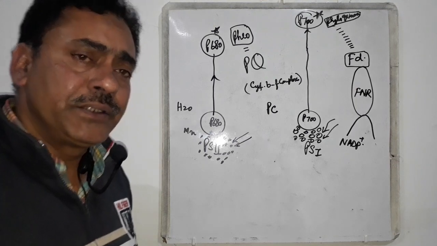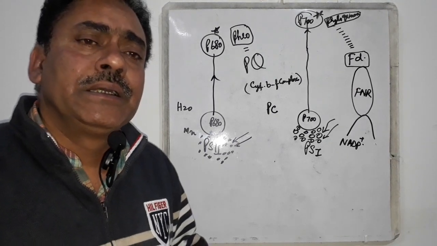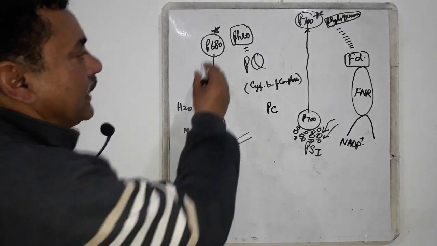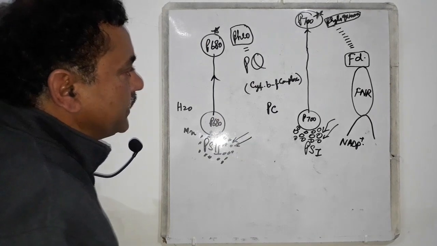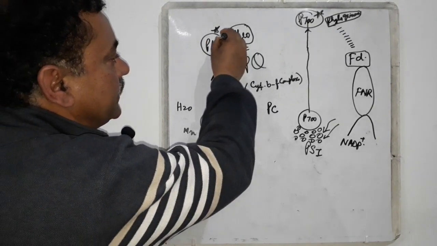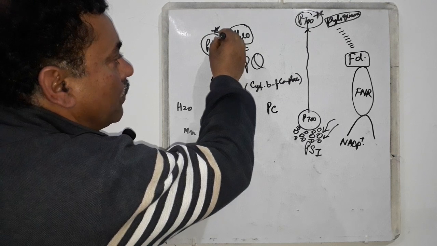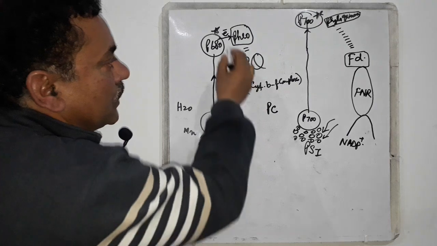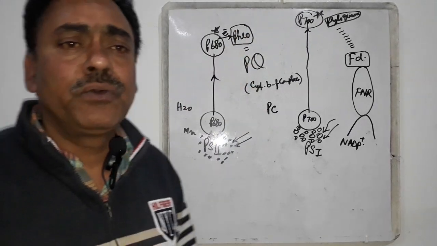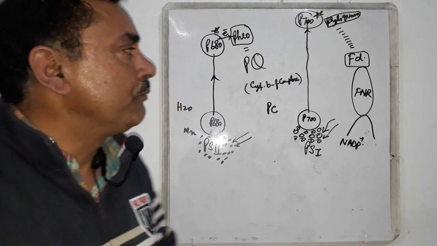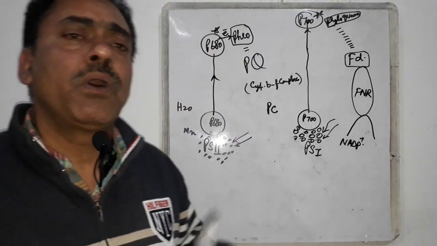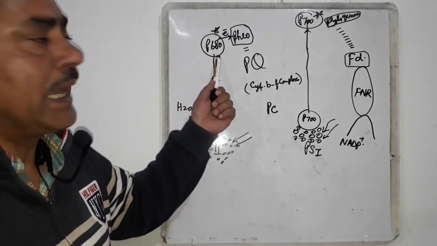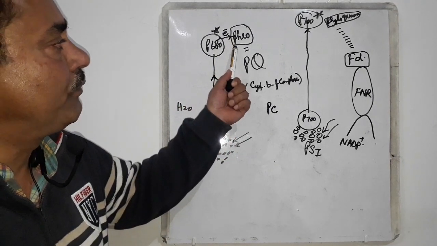This thing I have said to you already in the mechanism of primary photochemical reaction. That is, the P680 is excited, and this P680 now emits an electron, and that electron goes into the pheophytin. Pheophytin is thus reduced, whereas P680 is oxidized.